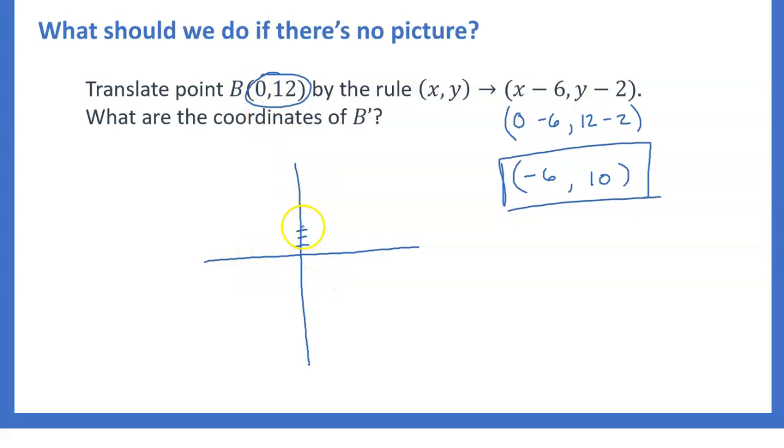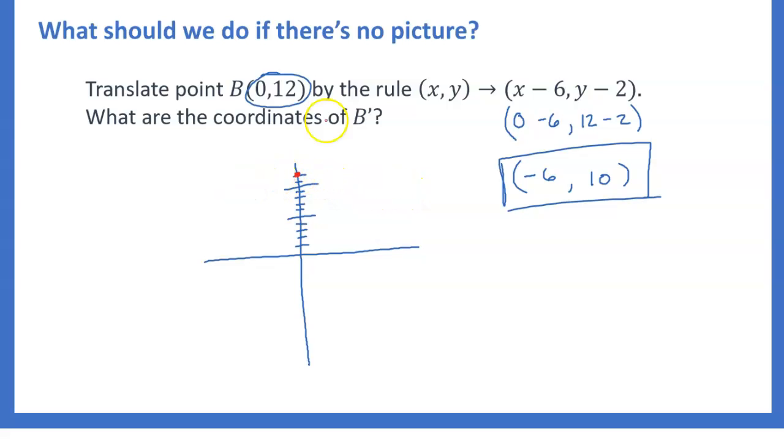1, 2, 3, 4, 5. I'll put a big line every 5. 6, 7, 8, 9, 10, 11, 12. So that is where we start out. Maybe let's put a different color there. 0, 12.